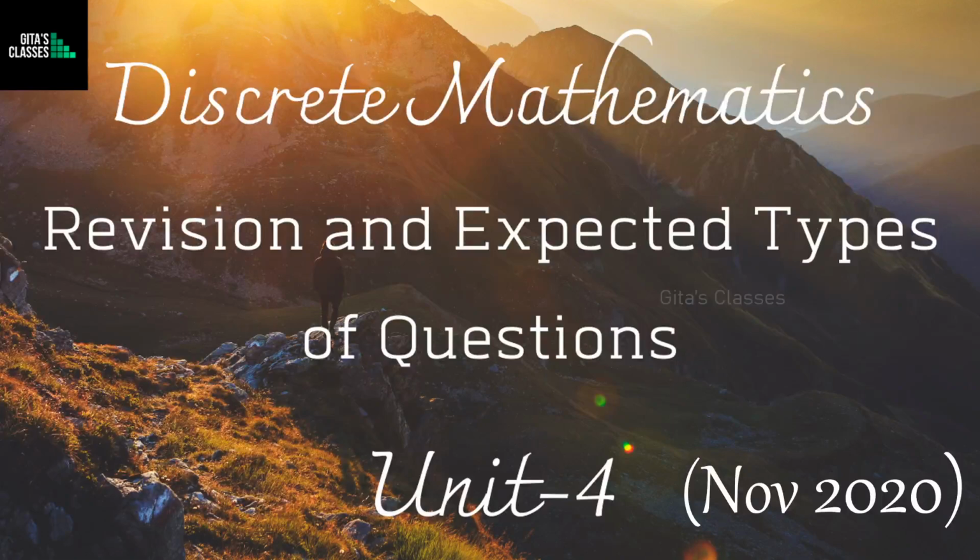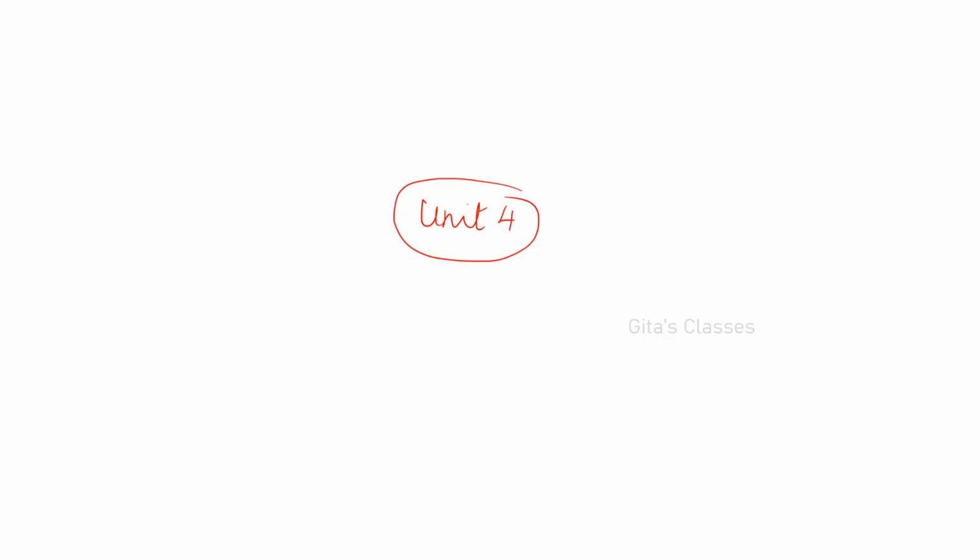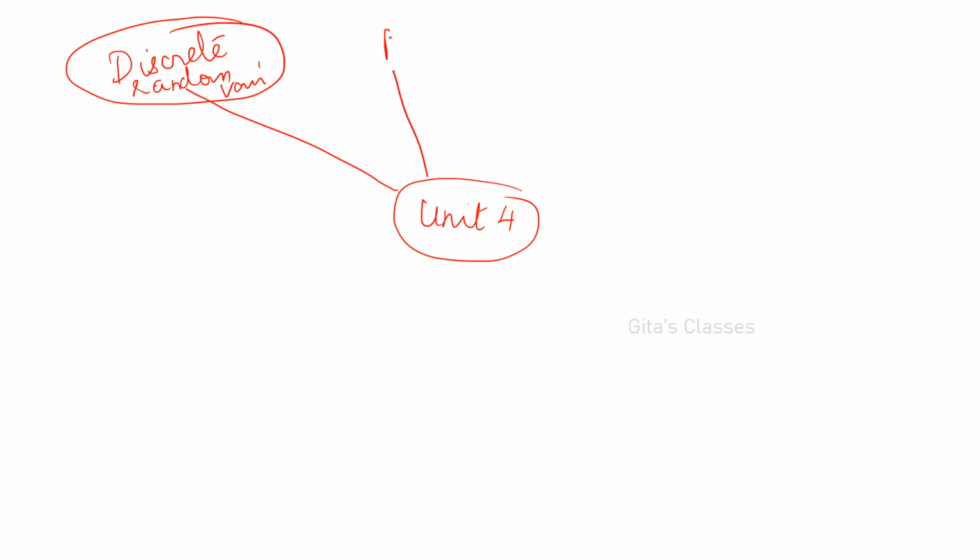Now we are going to revise Unit 4 of Discrete Mathematics. Let us see the topics in that. In Unit 4, first thing is discrete random variable. Then we have Bayes theorem.